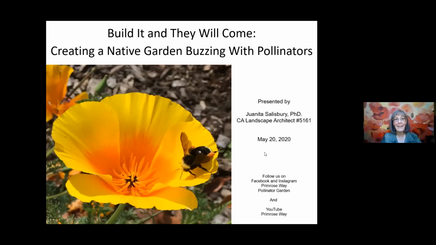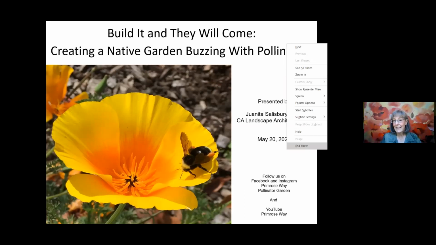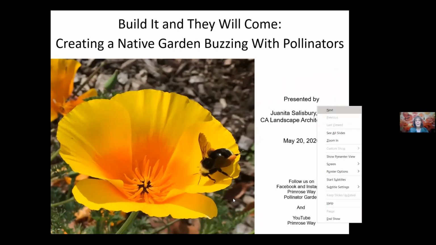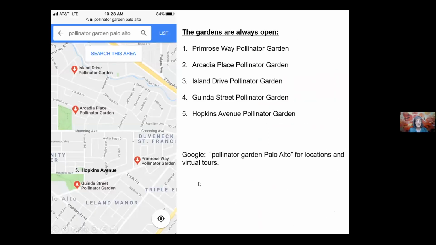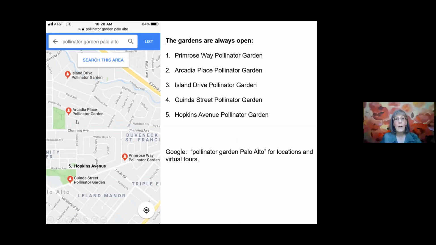All right, first slide then. Build It and They Will Come. So moving on to the next slide. I'm also getting an unstable internet connection, so bear with me. So we do have five gardens. The first garden, as I mentioned before, is the Primrose Way Pollinator Garden. Here we have Google Maps. Arcadia Place Garden, which is a cul-de-sac garden. Our third garden, Island Drive. Our fourth garden was the Gwynda Street Garden. And then the fifth garden, Hopkins Avenue on Newell Road in back of the fire station in Palo Alto.